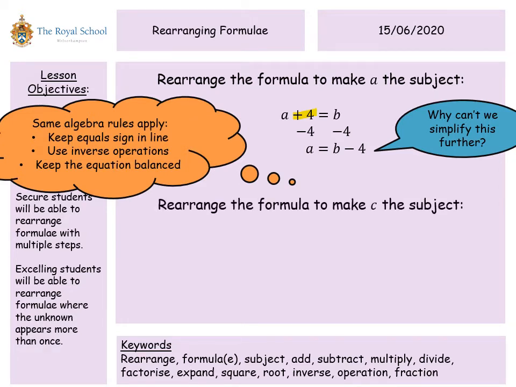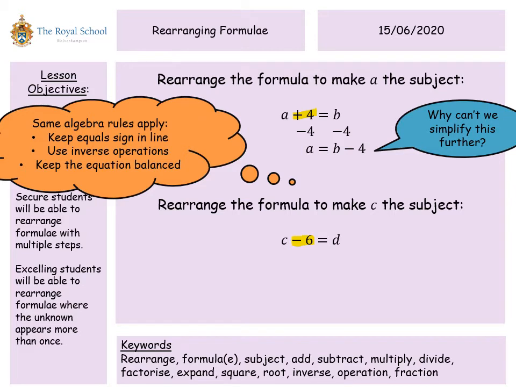So another example, rearrange the formula to make c the subject. So we've got c minus 6 equals d. So again, if we want to get c on its own to make it the subject, then we need to work out what's happened to it. C has had a 6 taken away from it, so we've got this minus 6 here that we don't want on the left-hand side. So we need to do the inverse operation, the opposite function to that.